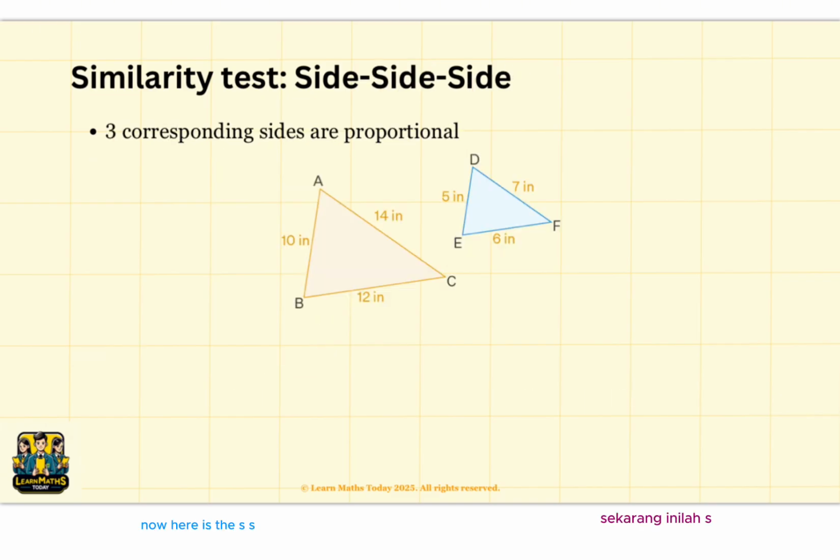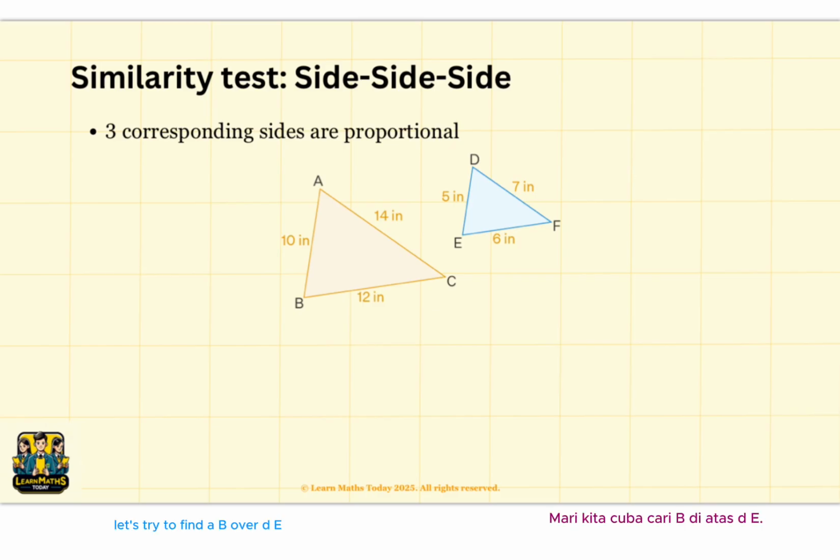Now, here is the SSS similarity test. This test requires all three corresponding sides to be proportional with the same scale factor. It's a bit like the SSS congruency test, but instead of having them be equal, we just need them to be proportional. Looking at triangle ABC with sides 10, 12, and 14, and triangle DEF with sides 5, 6, and 7, we can check if they are similar by calculating the ratio of the corresponding sides.